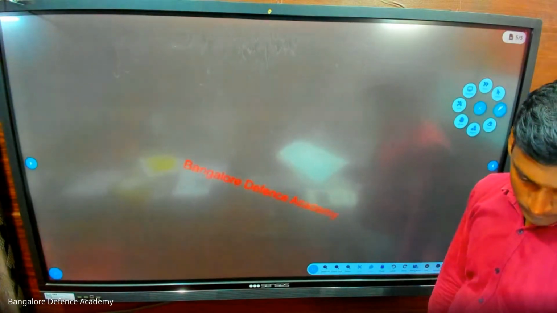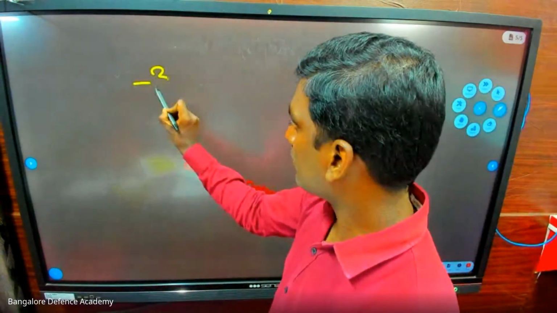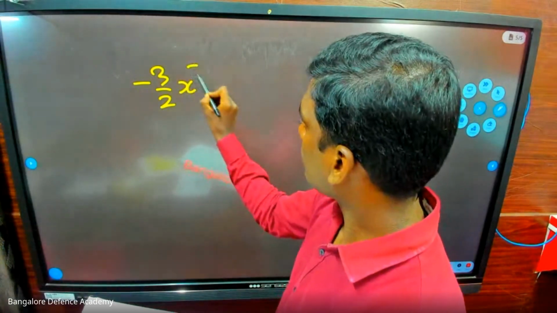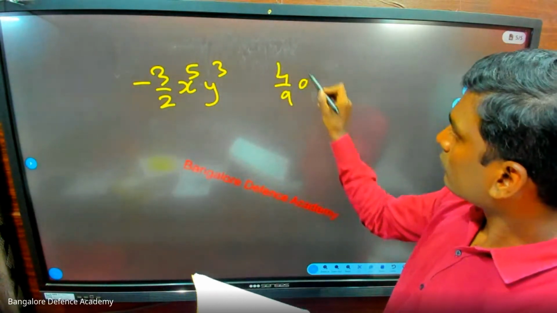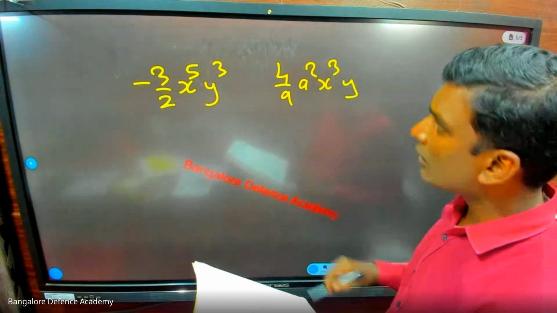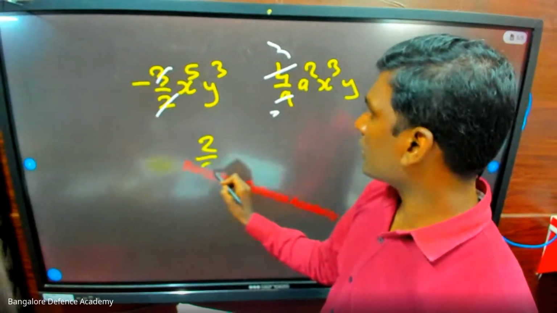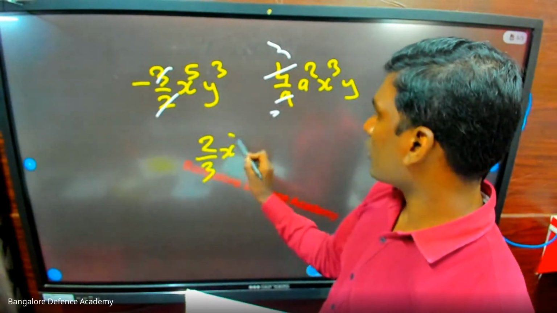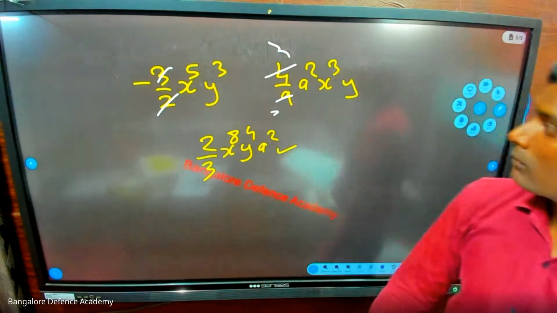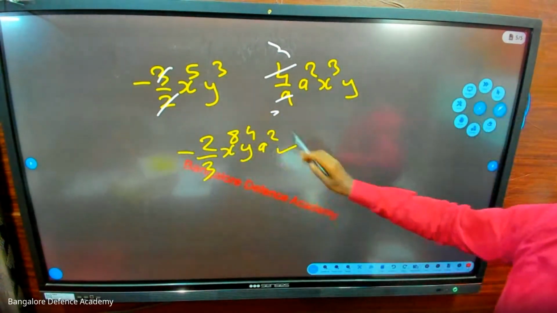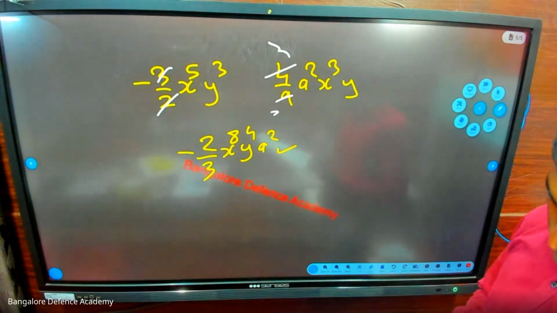Next question hai. Sir, like variables aage peeche karne se koi problem nahi? Ye multiplication hai na? Yahi hai question. Abhi dekho, two ones are, two twos are, three ones are, three threes are. So I am getting 2/3, x 5, x cube. So x to the power of 8, y cube. So this is y to the power of 4 and a square. Yeah, answer. So minus 2/3, x to the power of 8, y to the power of 4 and a square. Correct? Okay. Next, ye ho gaya.